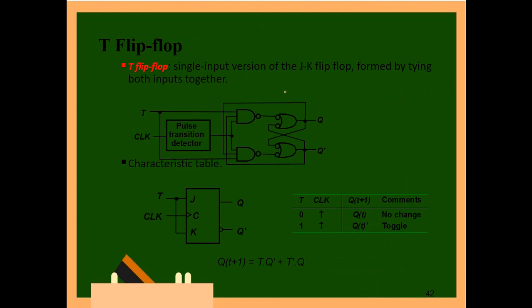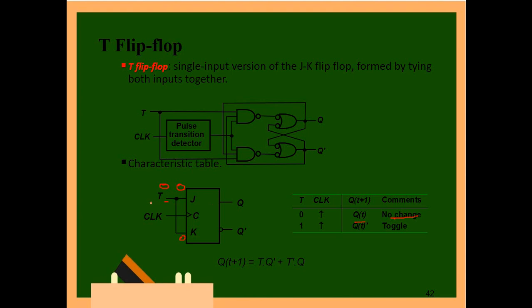So here, when both inputs are the same, we make it a JK. So T is equal to J and K. If you assume T is 0, J is 0 and K is also 0, when both are 0, it acts as the previous input, so there is no change.